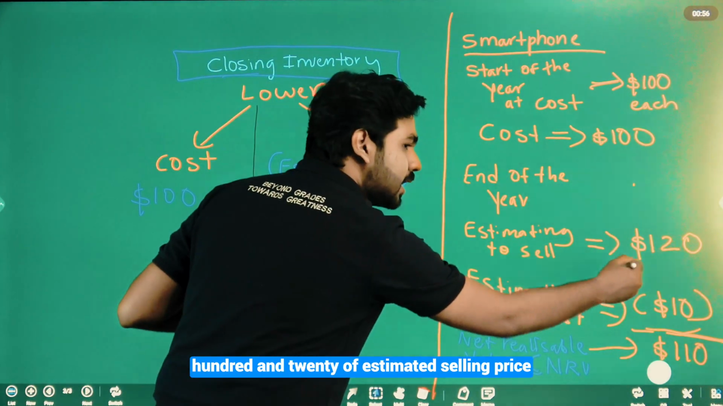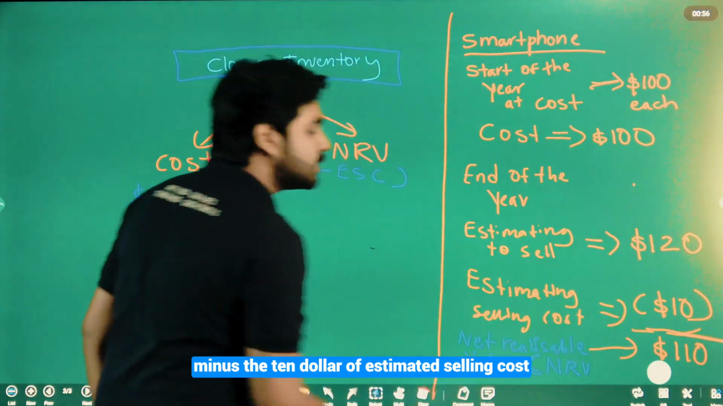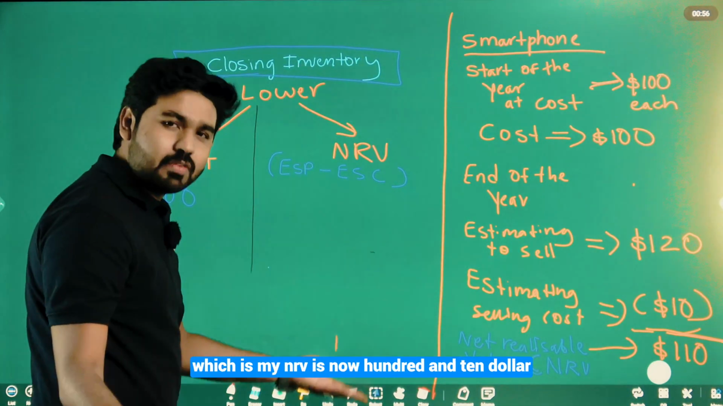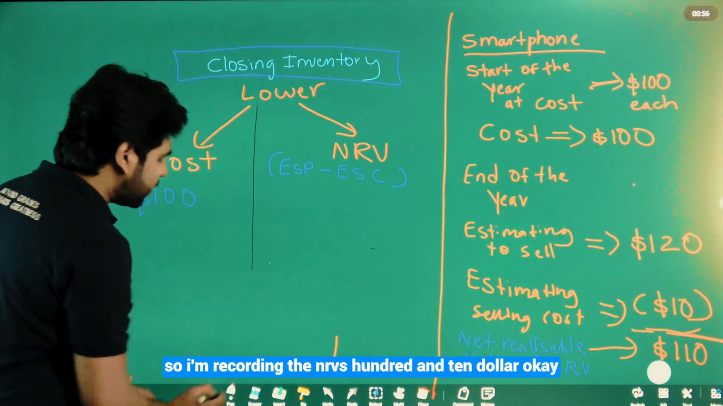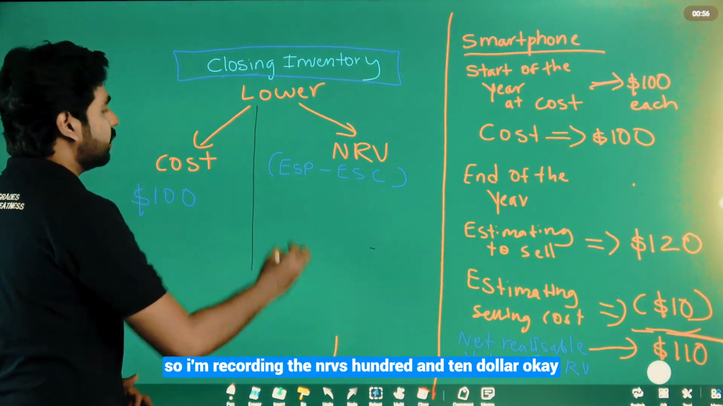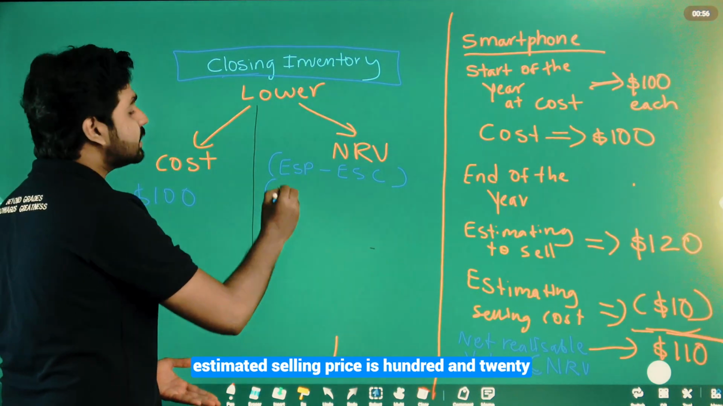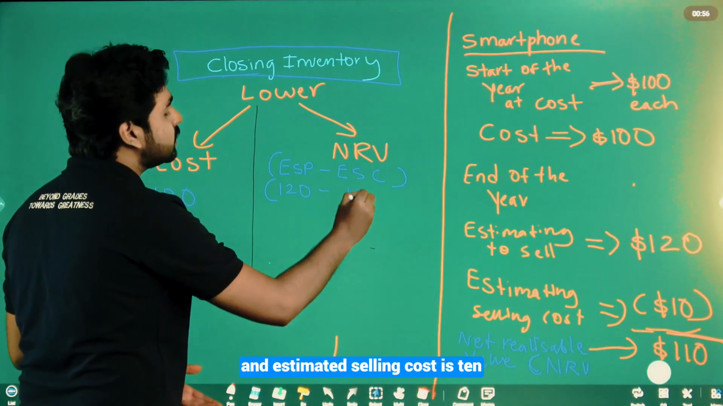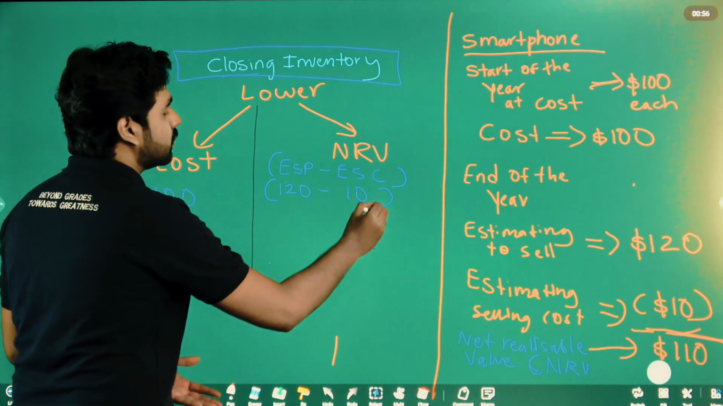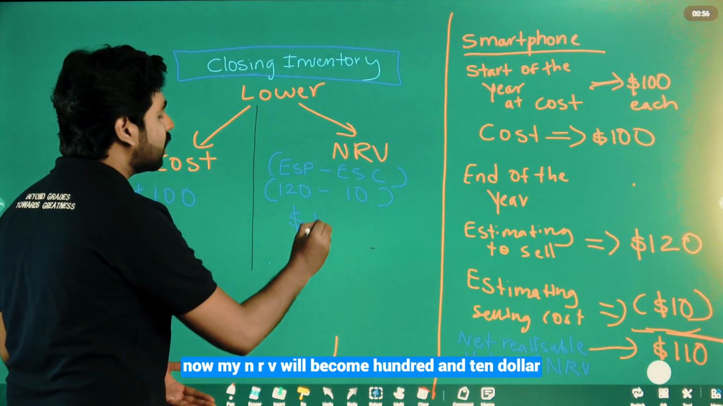$120 of estimated selling price minus the $10 of estimated selling cost, which is my NRV, is now $110. So I'm recording the NRV as $110. How is it $110? Estimated selling price is 120 and estimated selling cost is 10. Now my NRV will become $110.